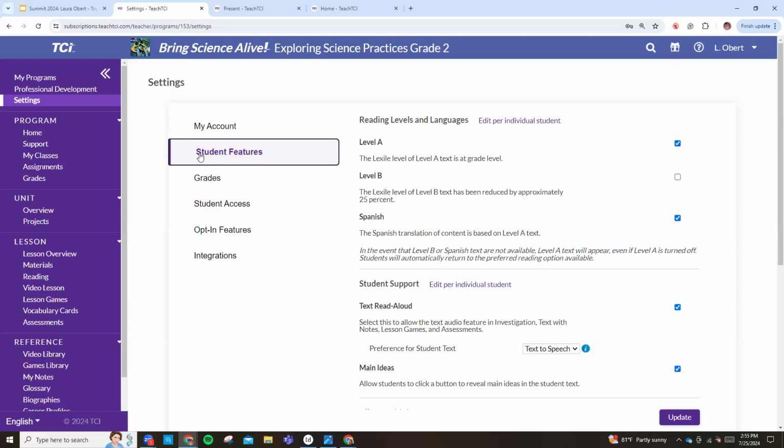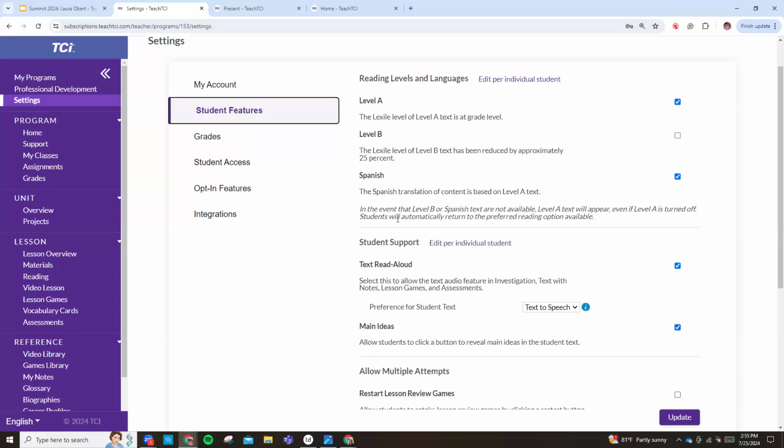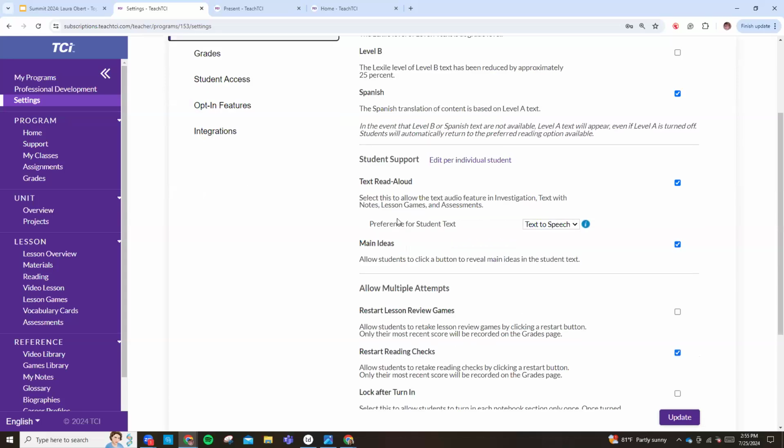Kindergarten and 1st grade, you're emerging readers. And so we know that we're helping our students to read, so they don't have that Lexile level, but every other grade level does. And so your students can toggle back and forth between level A, which is written at a grade level band, and level B, which is about a 30% lower Lexile score. You have the ability to put in Spanish. Your students can toggle back and forth. You have controls over that.